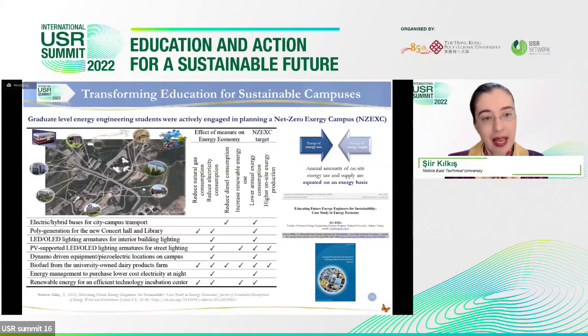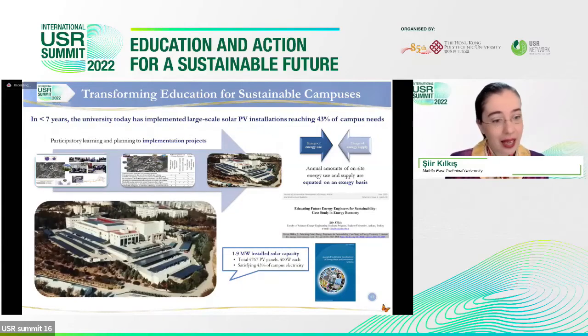And I'm glad to say that in less than 7 years, an idea starting from the course and the workshop has been realized. And this is on the surfaces of the building and also on some of the parking areas. There are over 4,000 panels in this and other parts of the campus. The total is about 1.9 megawatts of installed solar capacity, and this is meeting about 43% of the university electricity.